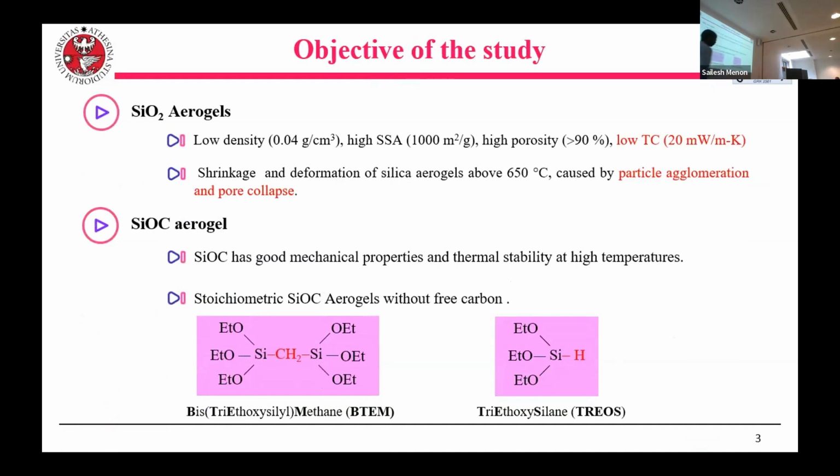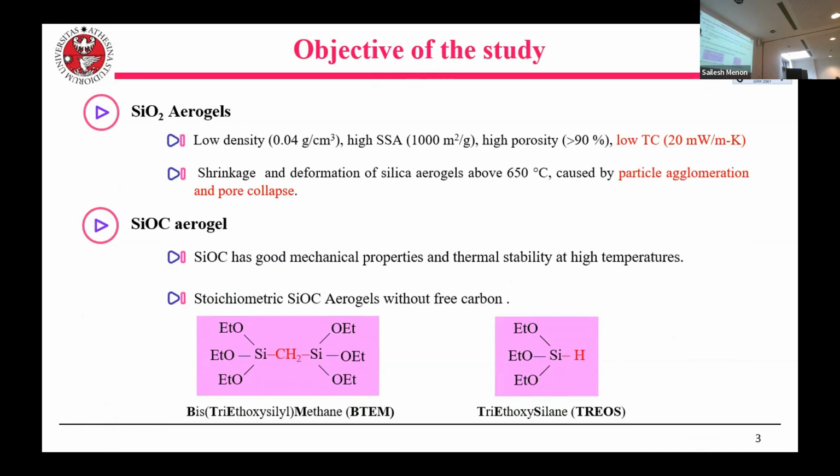Now, when it comes to my objective, nowadays silica aerogels are commercially available as one of the thermal insulating materials because they have some important properties. They have low density, high specific surface area, and high porosity, and most importantly, since they have low thermal conductivity, they are usually used as thermal insulating materials.